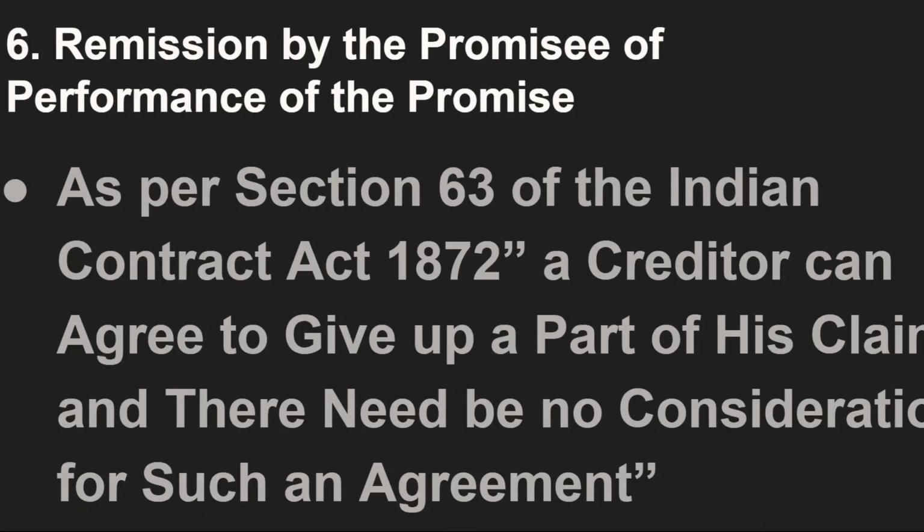Now the sixth point is remission by the promisee of performance of the promise. So what is remission? As per section 63 of the Indian Contract Act, a creditor can agree to give up a part of his claim, and there need not be any consideration for such an agreement. So remission means giving up a certain amount.